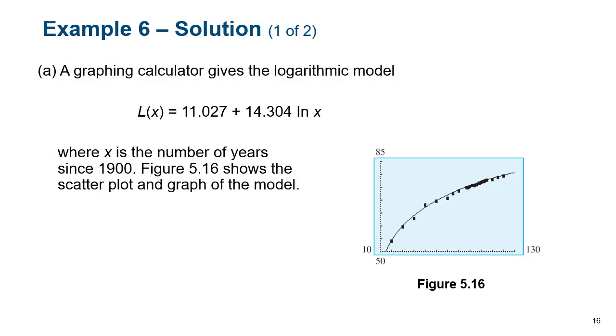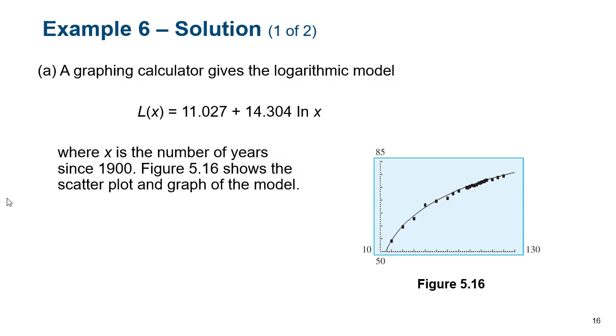So using technology and all those data points, this would be the best fitting model we could get. Now the government is going to have a much more robust model. They're going to have more data points. They're going to fit a more complex function to it. So they're going to get more accurate results than we're going to get from this simple logarithm. So x is the number of years since 1900. And this is a picture of our model. You can see that it fits the data fairly well.